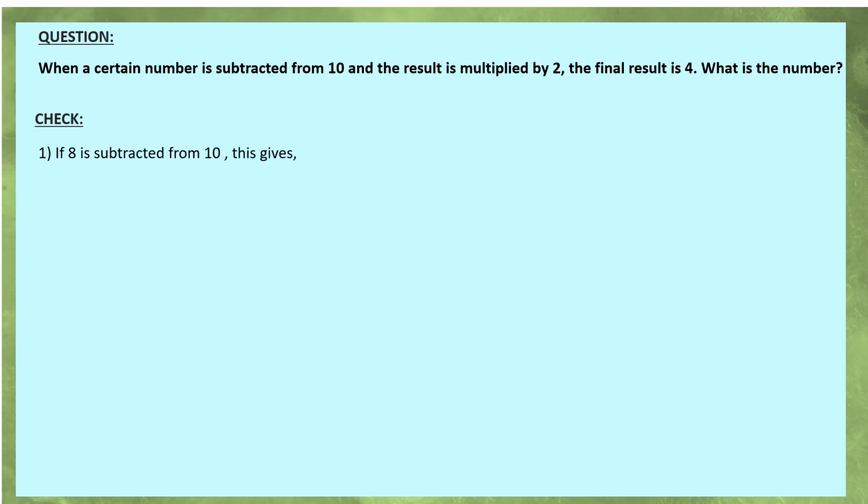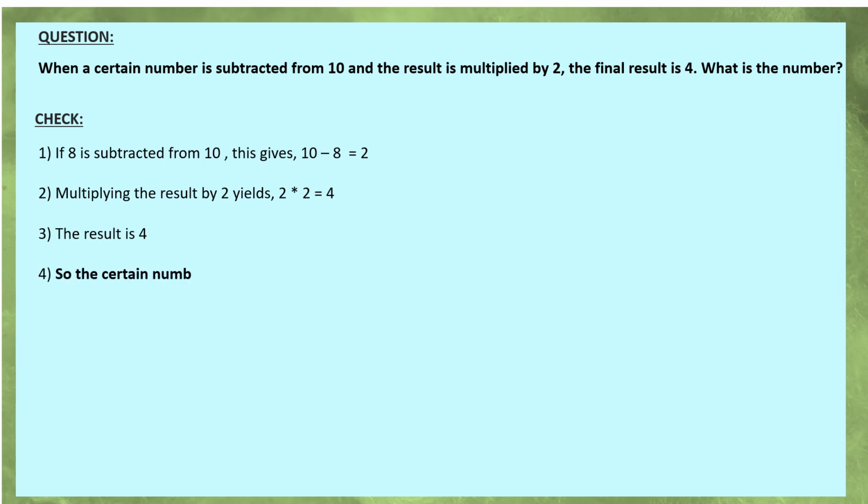If 8 is subtracted from 10, all we have is 10 minus 8, which is 2. And if we multiply 2 by 2, we are able to get 4. And that satisfies or is representative of the result above, which is 4. So we can conclude to say that the certain number 8 has been correctly solved.